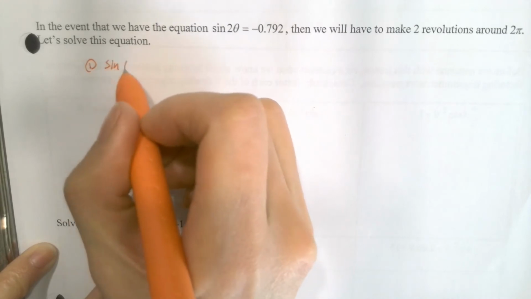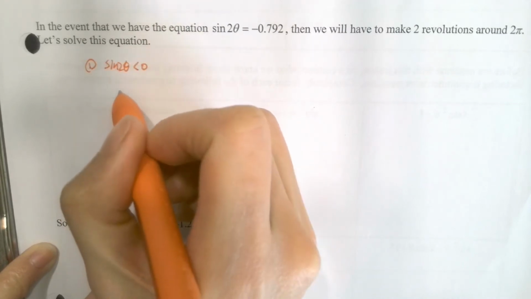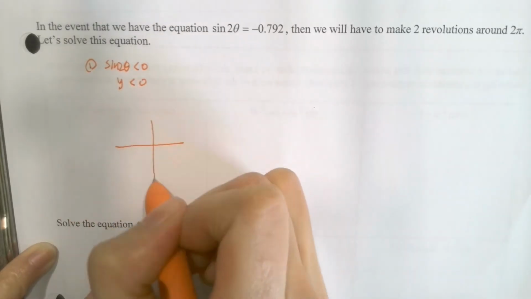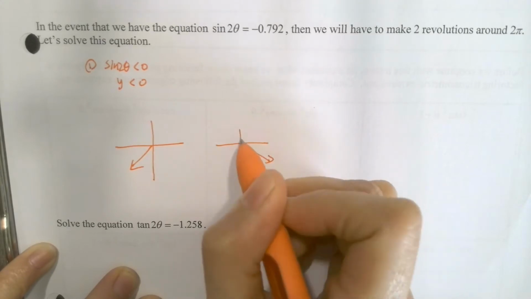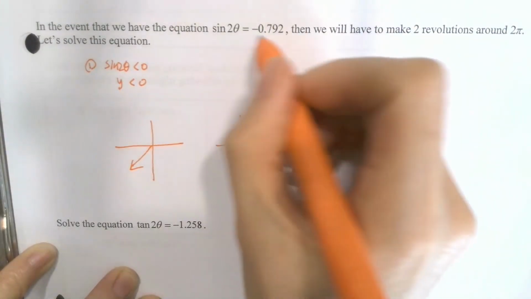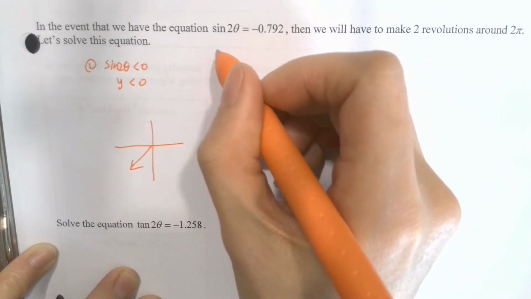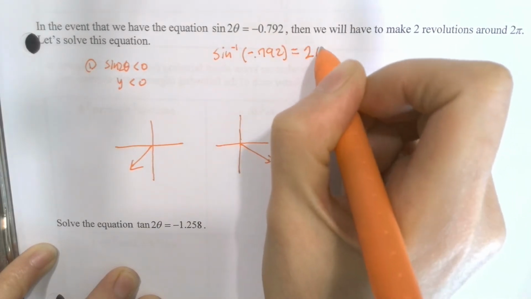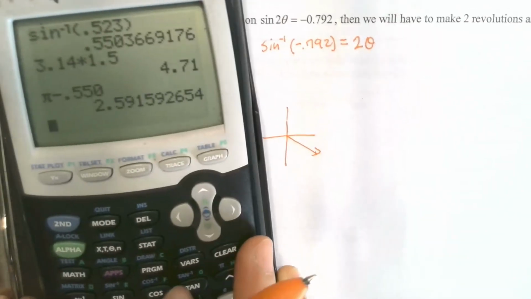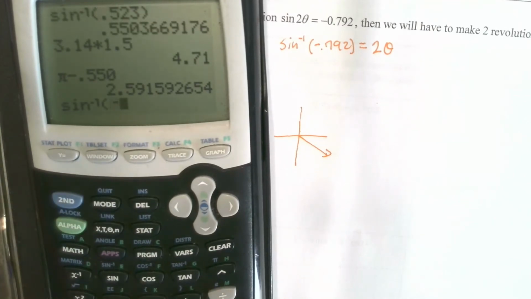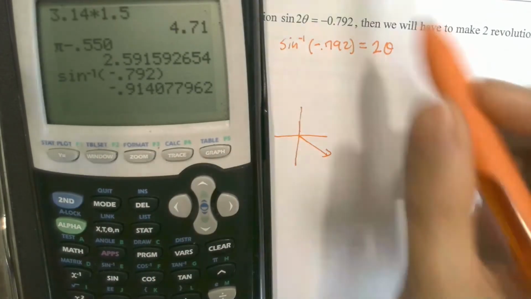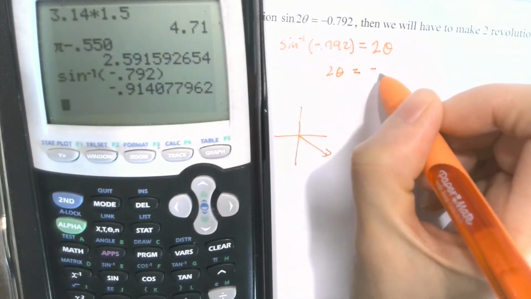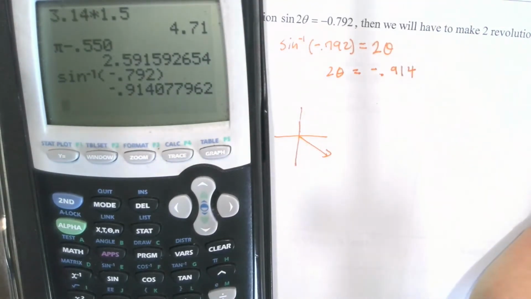Since sine of 2 theta is negative, that means the y value is negative. Third and fourth quadrant. Go ahead and use the inverse operation on it. So inverse sine of negative 0.792 is equal to 2 theta, not theta, 2 theta. Okay, so let's get my calculator out. Inverse sine of negative 0.792. Then I get 2 theta is equal to negative 0.914.